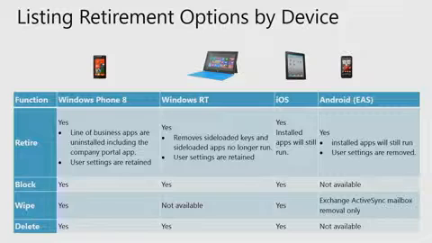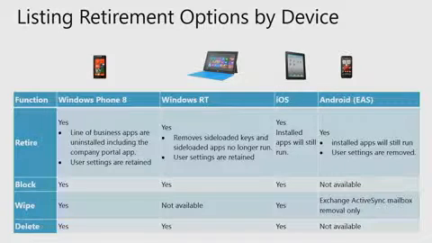What does that retirement look like, though? Again, remember, it kind of depends on which device you have. Well, with Windows Phone 8, when you retire that device, the line of business apps are uninstalled, and the company portal app and the user settings are retained. Pretty straightforward, right? You've got the full block, wipe, delete options on Phone 8.